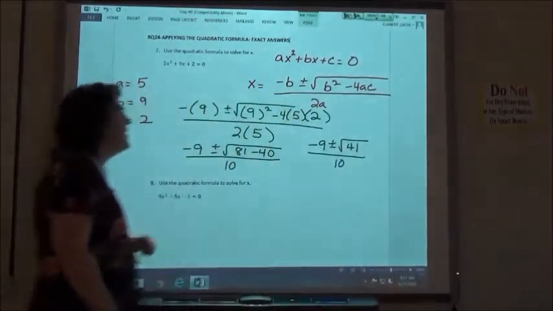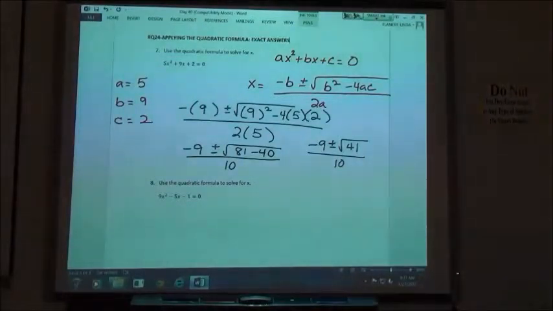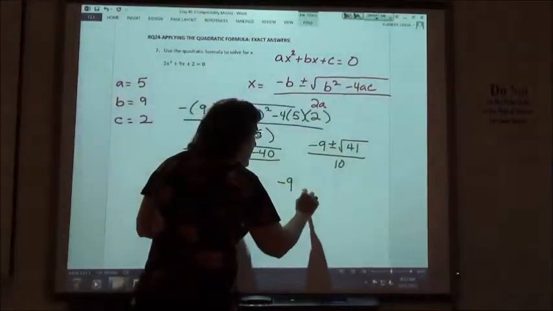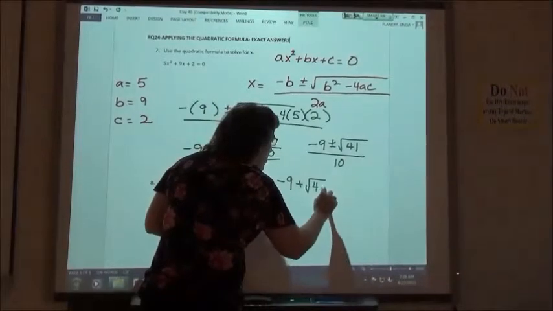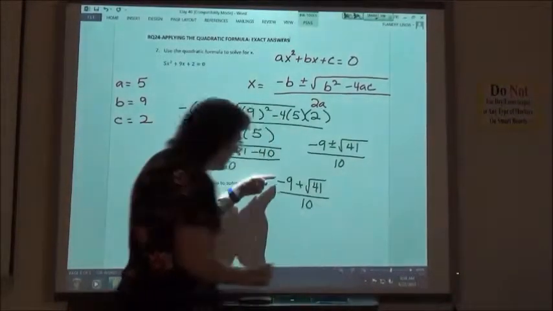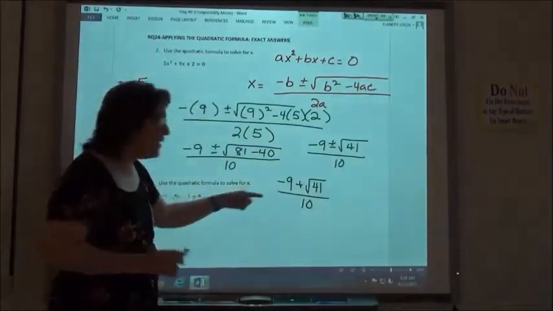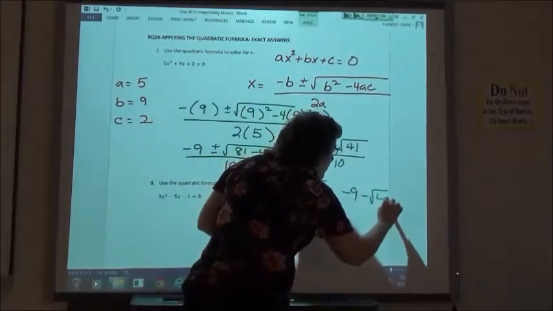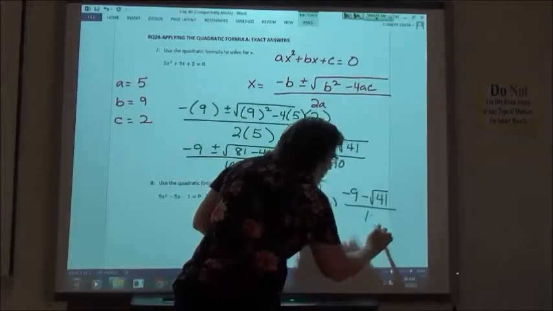Now on the ALEKS program, they're going to make you put that in as 2 separate answers. There's not the plus or minus option. So when you put it in, you're going to put in negative 9 plus the square root of 41 over 10. Notice my negative is on top of my fraction. And then you're going to put negative 9 minus the square root of 41 all over 10.